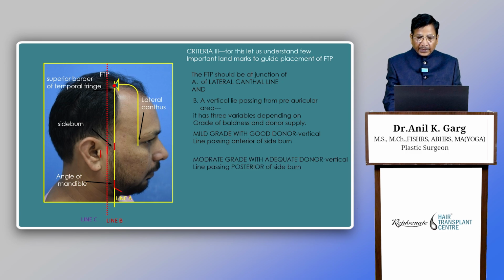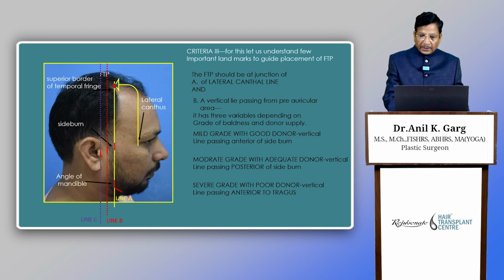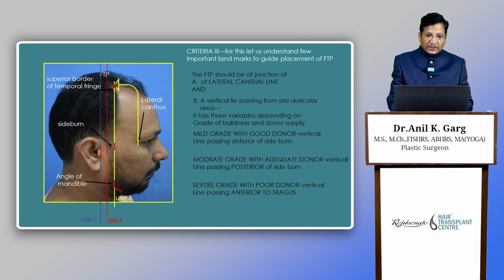The moderate grade with adequate donor, the vertical line should pass posterior to the sideburn. I am showing here a dotted red line. Then severe grade of baldness with poor donor supply, the vertical line should pass anterior to the tragus. This I am showing as a blue line. So these are the three lines marked at different levels depending on the grade of baldness and the donor supply.